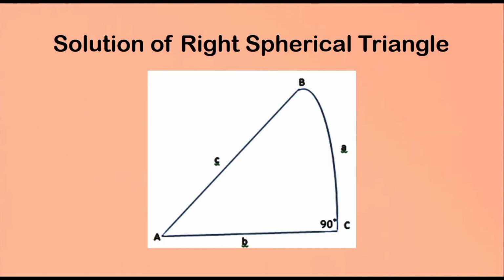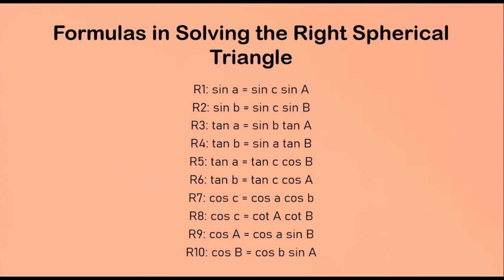The figure shows the solution of a right spherical triangle. There are 10 rules or formulas in solving the right spherical triangle. Rule number 1, sin a is equal to sin c times sin A. Rule number 2, sin b is equal to sin c times sin B.